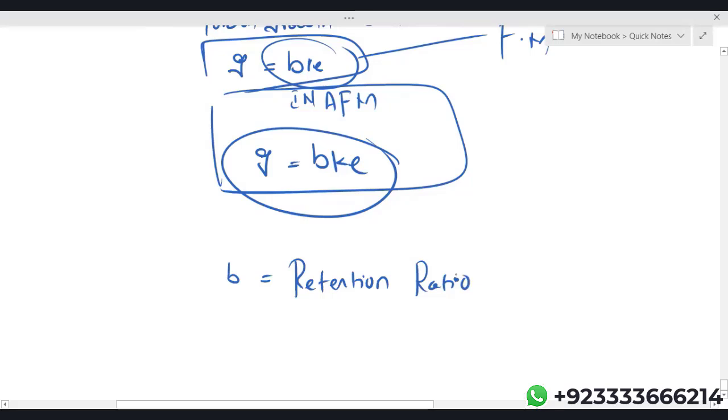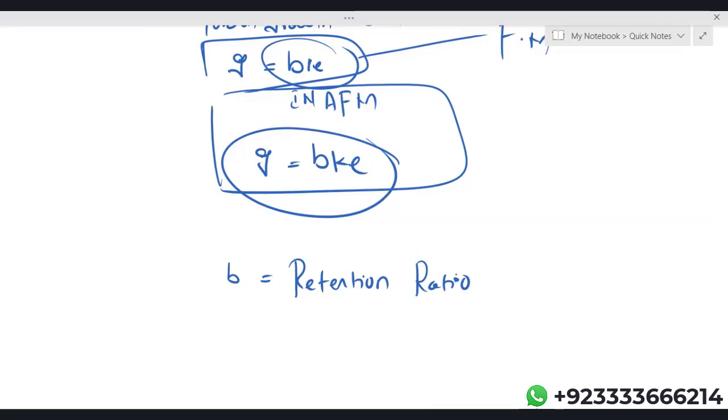For example, if company is paying 40% dividend, then obviously we'll say that company is retaining 60%. If company pays 30% dividend, then company retains 70%. And students never forget one concept.